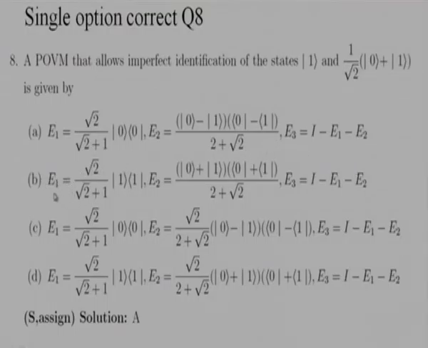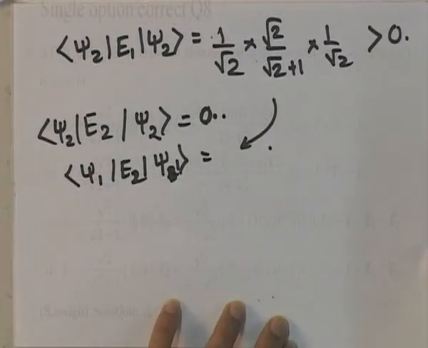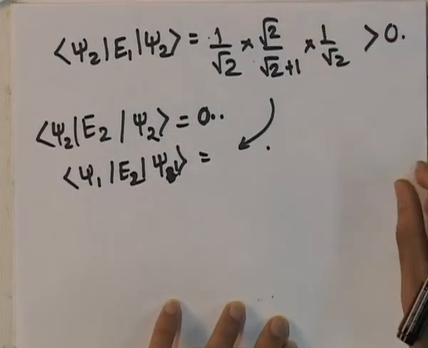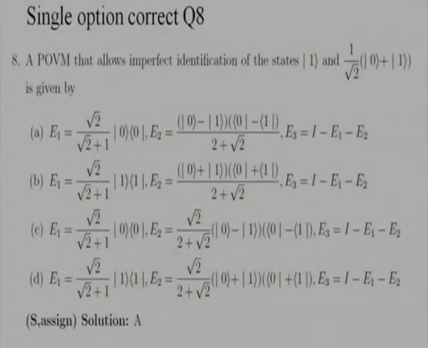If you calculate the expectation values of E1 and E2 with respect to psi1 and psi2, you will find out for each of the other options that this is not satisfied. None of them would give the expectation value for one state to be 0 and the expectation value for the other state to be a positive quantity. So the correct answer is option A.